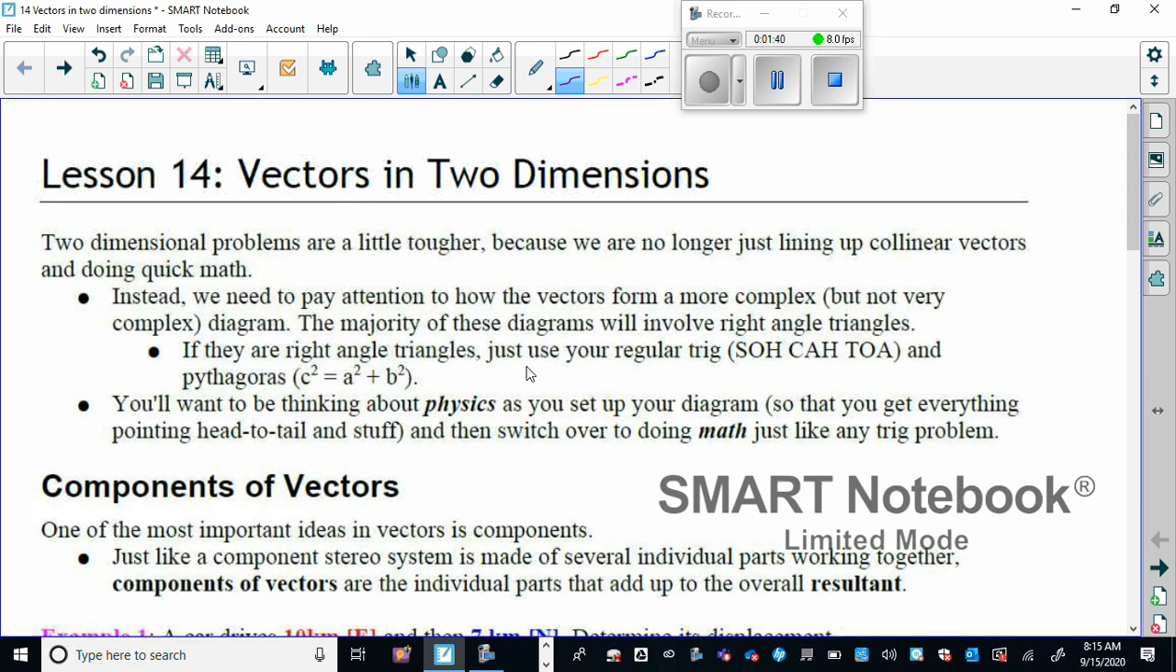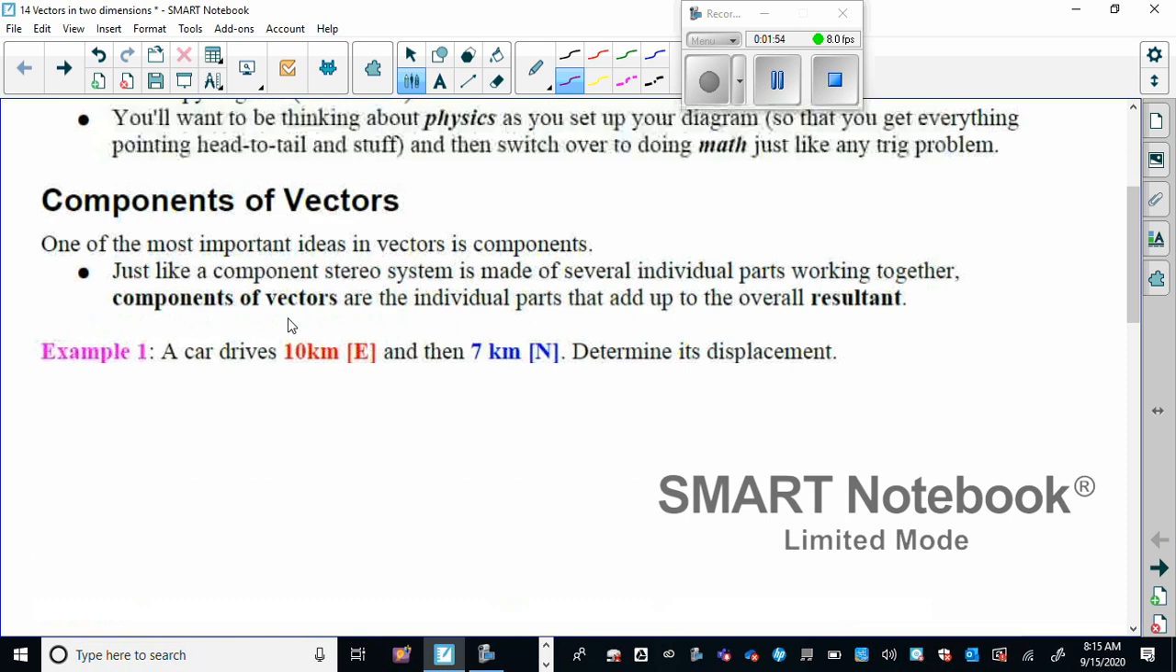Now let's go over this preliminary stuff first. You need to know SOHCAHTOA from trigonometry, grade 10 math, and you need to know Pythagorean theorem, which you learned in junior high. If you know those, then you're good to go on these. Let's have a look at the examples here. Components of vectors: just like a component stereo system is made up of several individual working parts, components of vectors are individual parts that add up to the overall resultant.